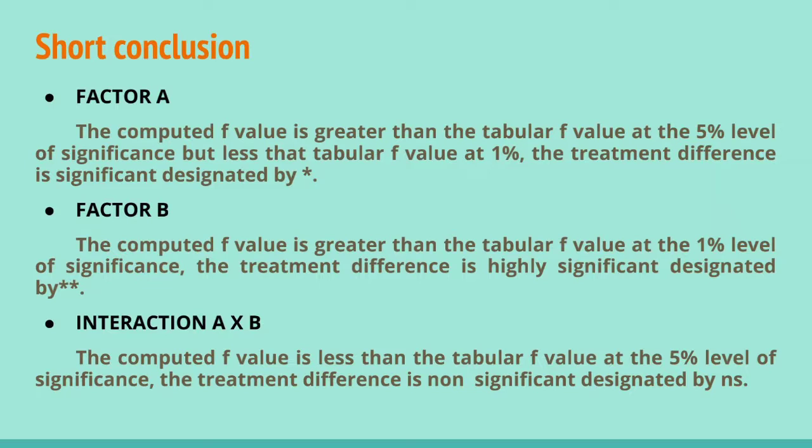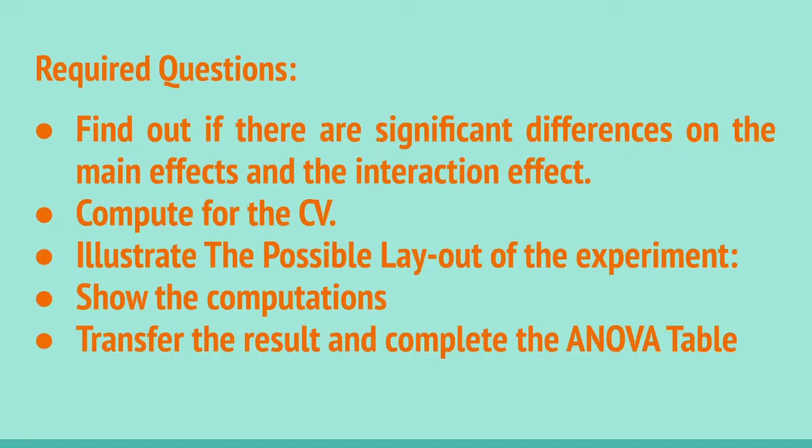Now let us review if the required questions earlier were answered. To find out the significant differences on the main effects and the interaction effect, we have compared the computed F value with its corresponding tabular F value. Note that the main effects that this question is referring to are factor A and factor B. If you can remember, the significant difference in our main effect factor A is significant, while our main effect factor B is highly significant. For the interaction effect, that would be AXB, its significant difference is non-significant.